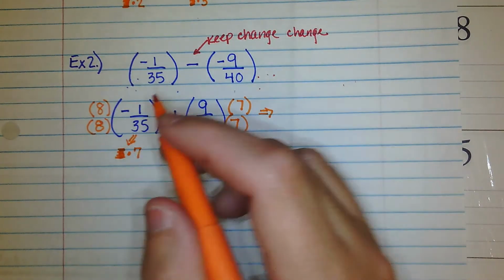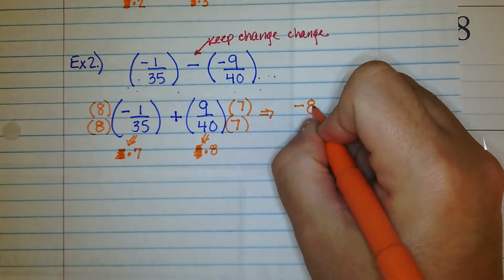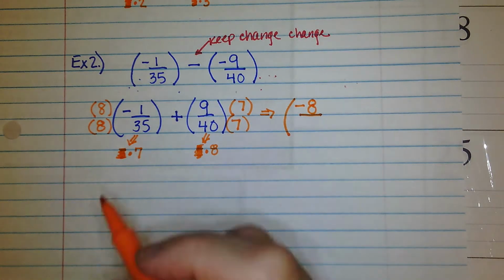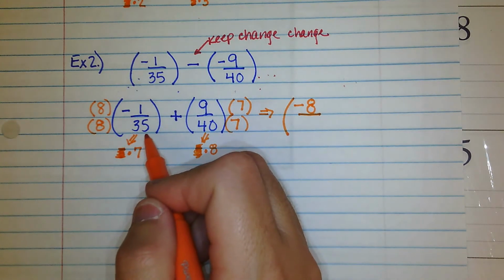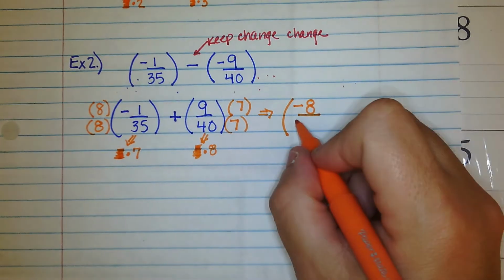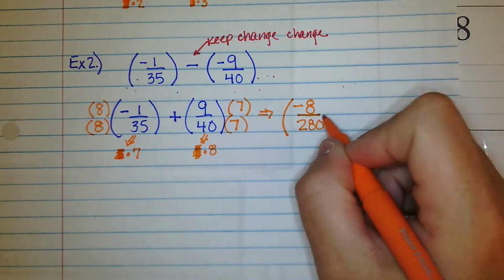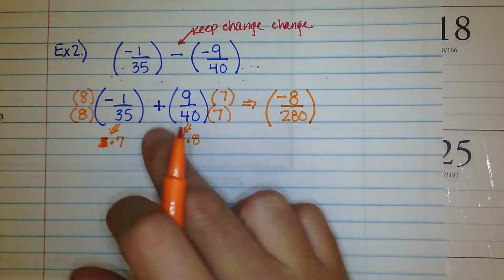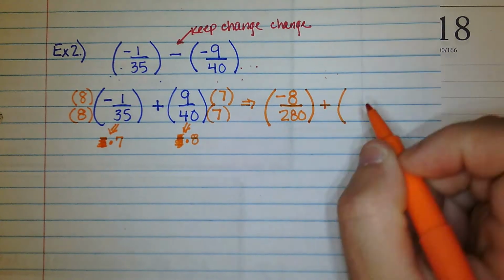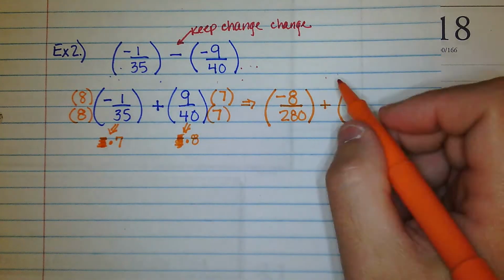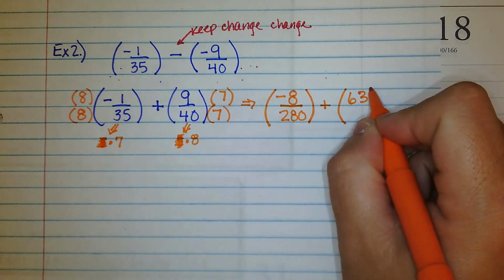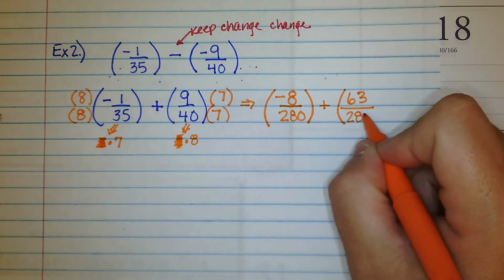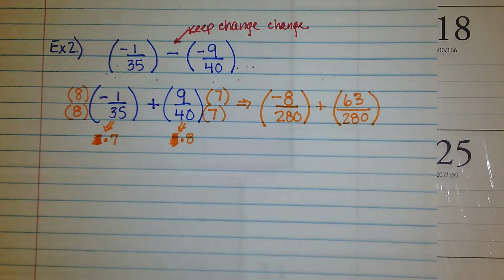So 8 times -1 is -8. If you need a calculator for this, please pull it out and give it a shot. I need to check what 8 times 35 is. So I get 280 for that. Plus sign, because remember we did keep change. And then I need to do 9 times 7, which is 63. And 40 times 7, which is 280. Look at that, we did it right.